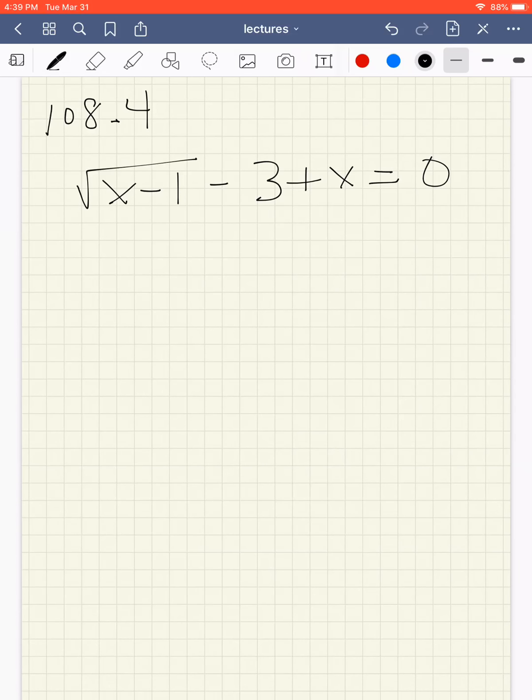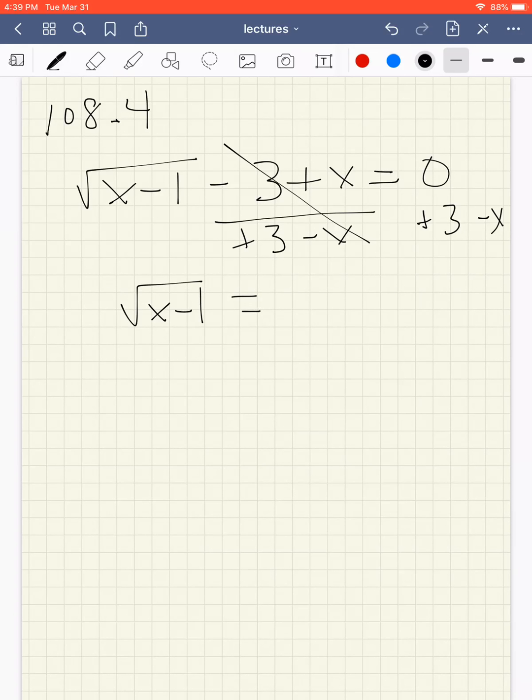Okay, next. The square root of x minus 1 minus 3 plus x equals 0. Now remember, the whole deal is we've got to get rid of the square root, which means we have to isolate it. So we've got to get rid of both of these. So we have to add 3 and subtract x. Remember, whatever we do to one side, we have to do to the other. So we have square root of x minus 1 equals 3 minus x.